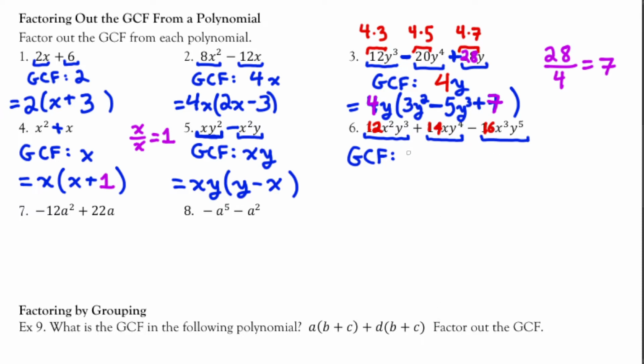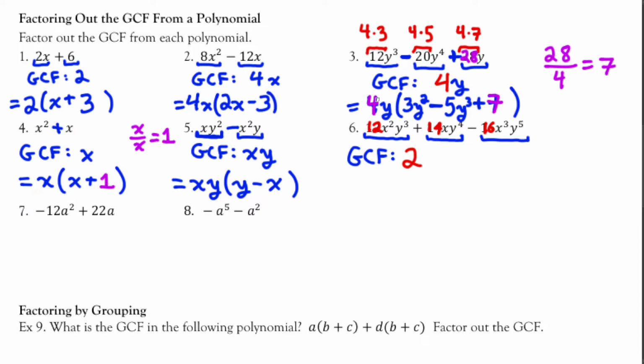Well, they're all even, so the greatest common factor has at least a 2 in it. Are they all divisible by 4? No, 14 is not divisible by 4. Do they all have a 7? No. Do they all have a 3? No. The only thing they all have in common, all these 3 numbers, is a 2. So the greatest common factor is a 2.